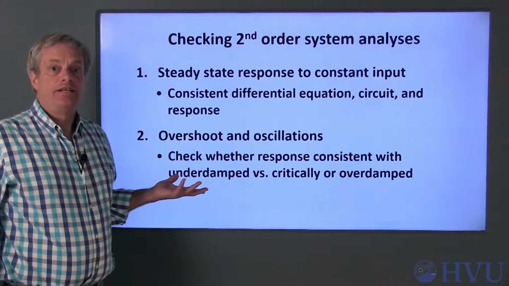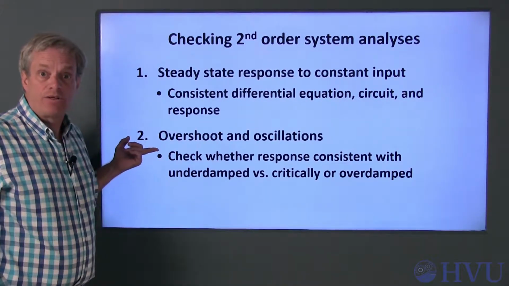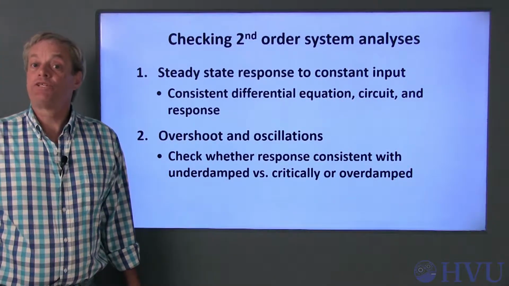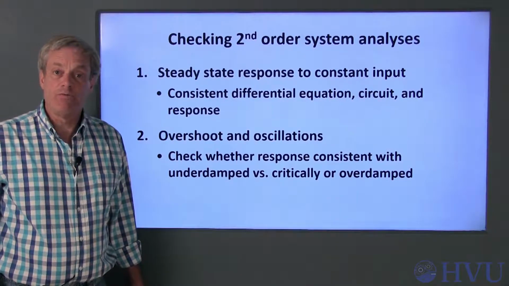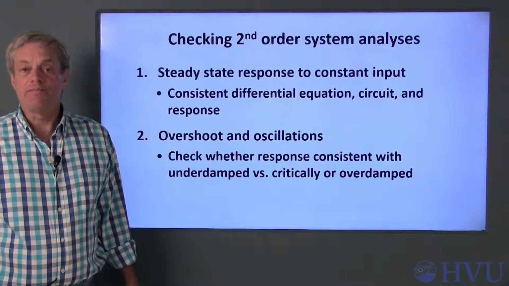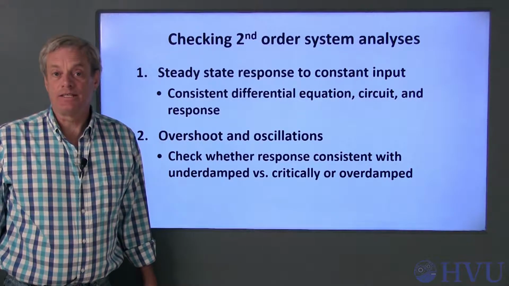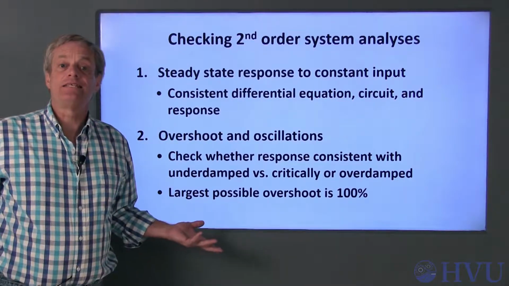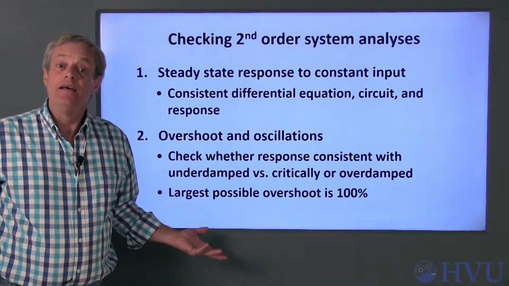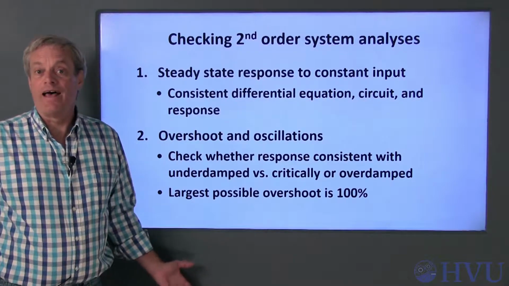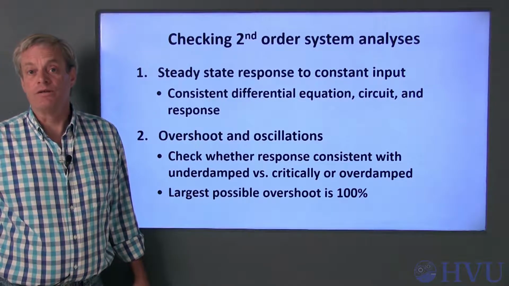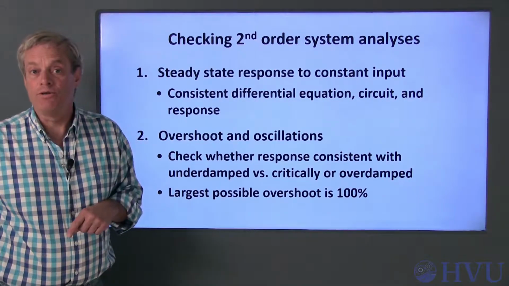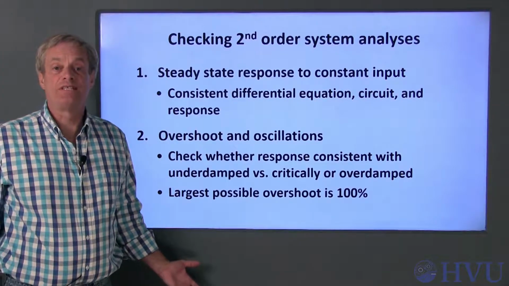A second easy sanity check is to see if the shape of the response agrees with your expectations relative to the damping ratio. At the very least, make sure that a system with a damping ratio greater than 1, that is, an over or critically damped system, doesn't have a response that oscillates. Also, the maximum possible overshoot for the step response of any second-order system is 100%. If your response indicates an overshoot greater than that, you've made a mistake in solving the differential equation. When checking this criteria, make sure that the initial conditions, the initial value, and the slope at the initial time are both 0.